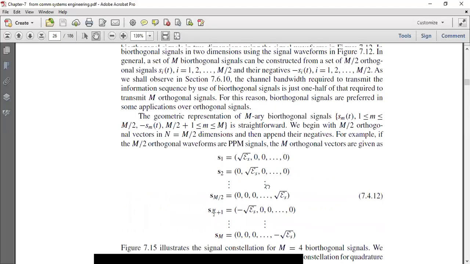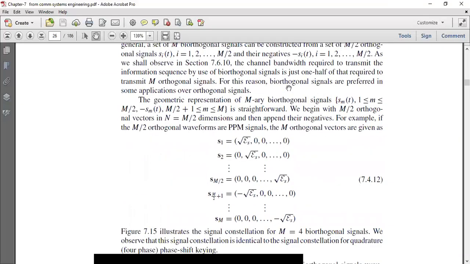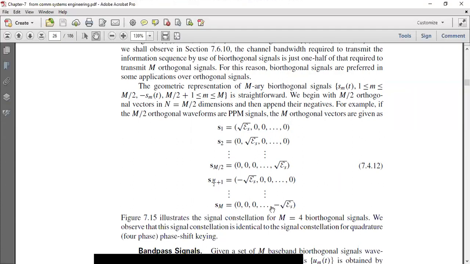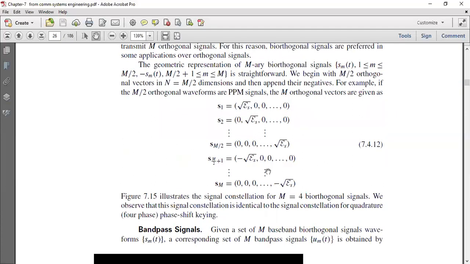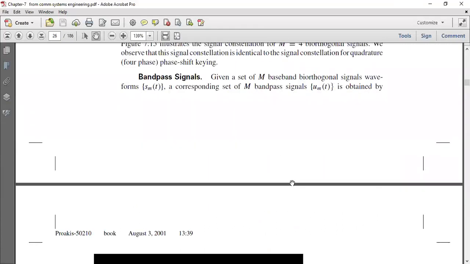So the first set is positive, and the other is the negative, minus Si. We want to generate a signal set from Si, which goes from i equal to 1 up to m by 2, and then their negatives, which start from m by 2 plus 1 up to m. Figure 7.15 illustrates the signal constellation for M equal to 4 bi-orthogonal signals. This scheme is called the bi-orthogonal signaling scheme.